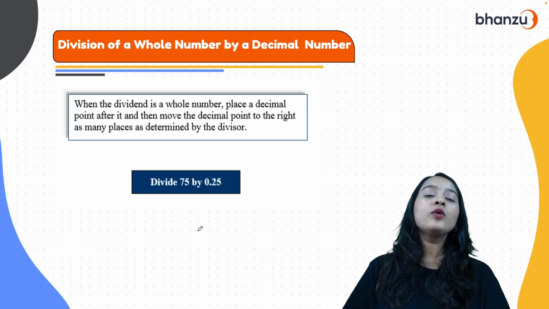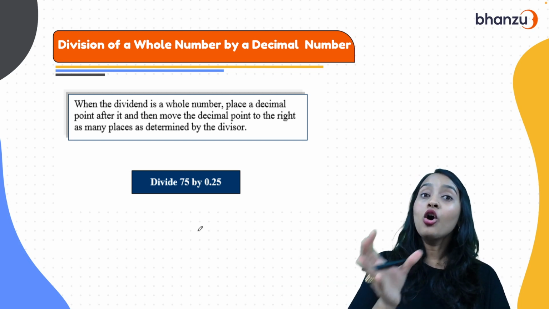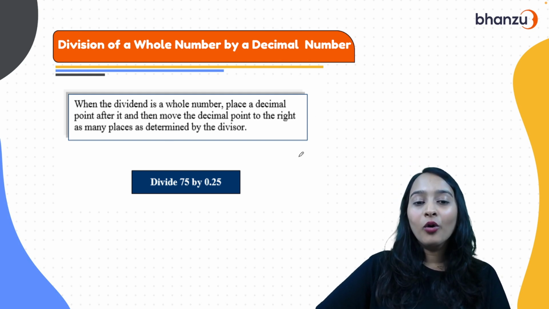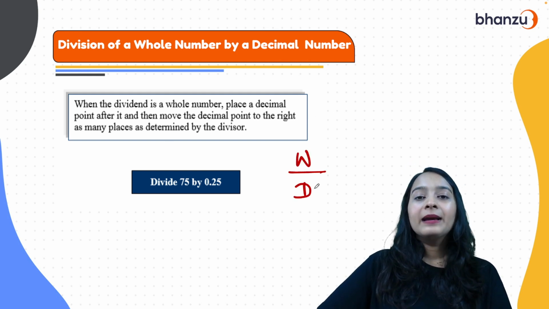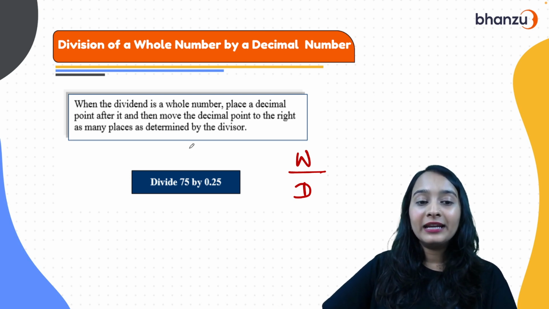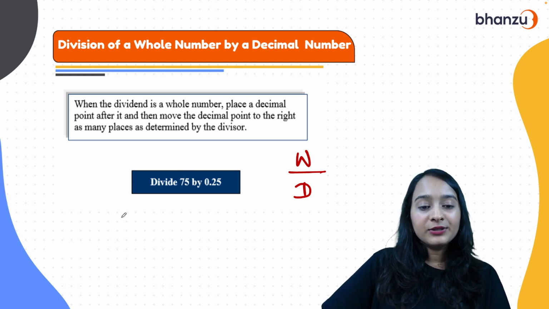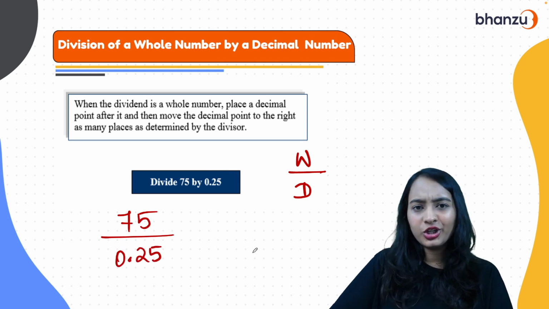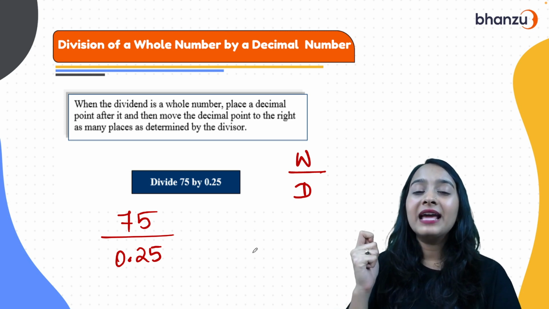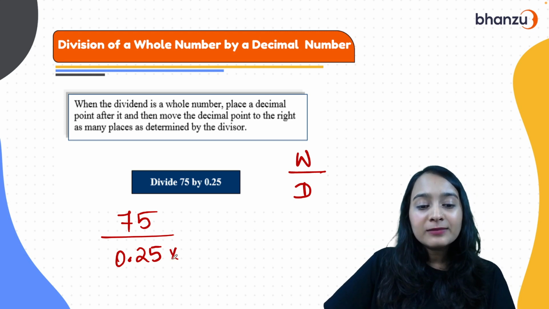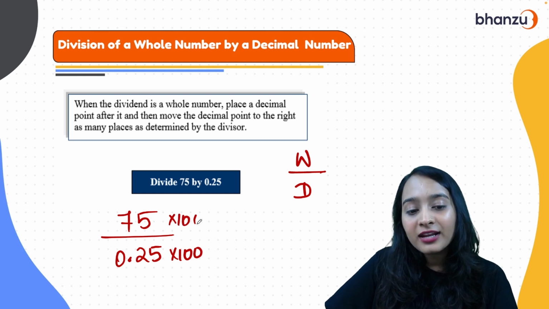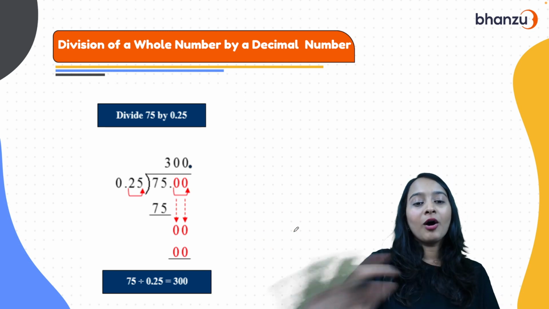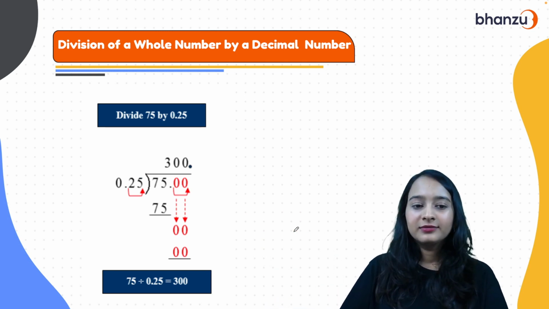Alright. And now we will be talking about dividing a whole number by a decimal number. When you divide a whole number by a decimal, just convert the denominator into a whole number. Suppose you have 75 by 0.25. Same procedure, guys. Whenever you have a decimal in the denominator, just multiply it with powers of 10 to make it into a whole number. And that's it. Your problems are solved. That's all you have to do.